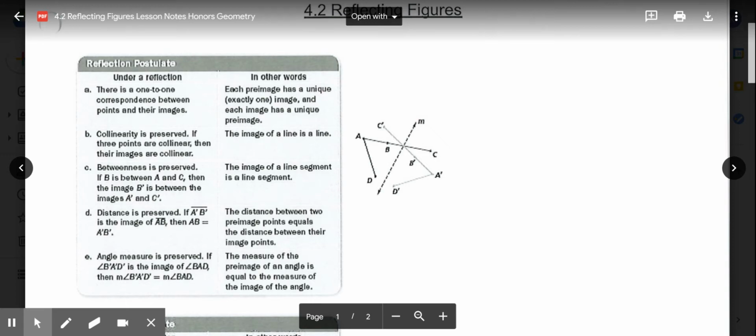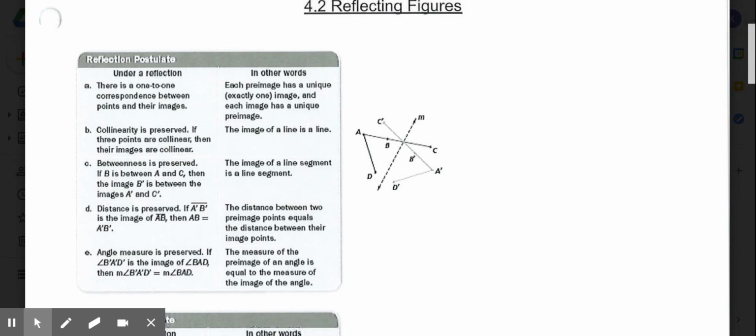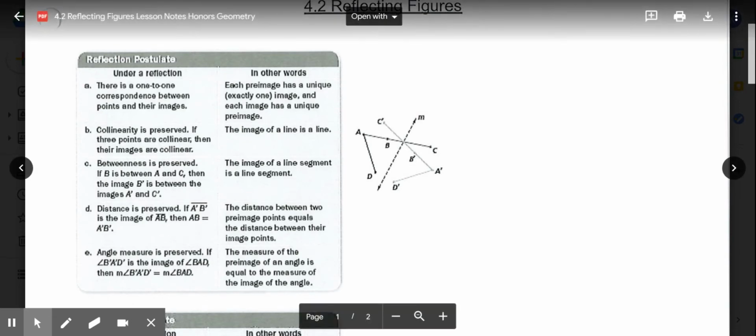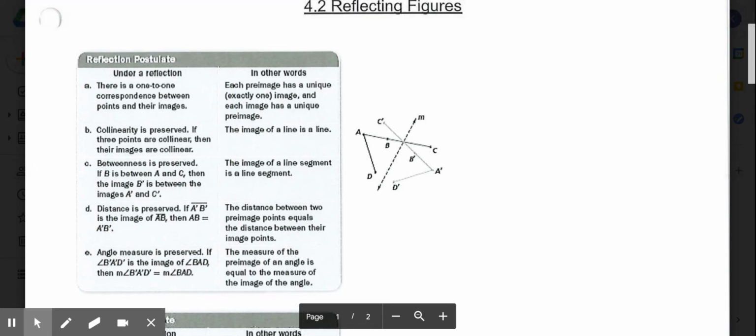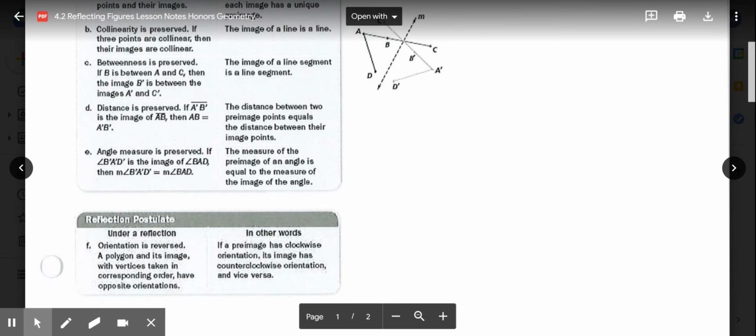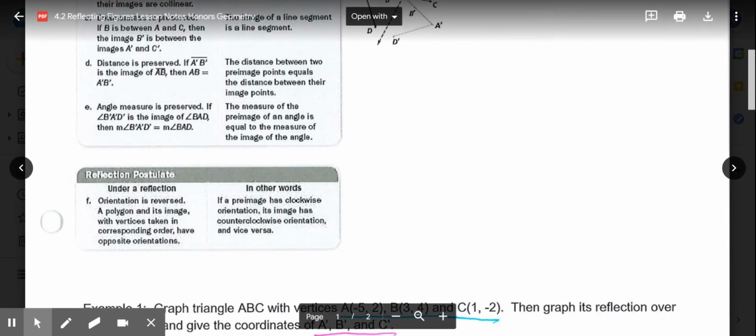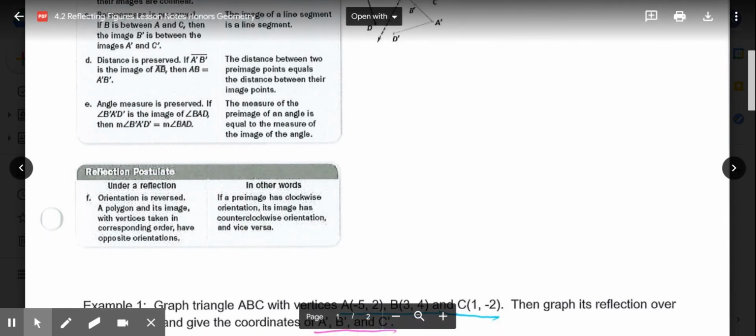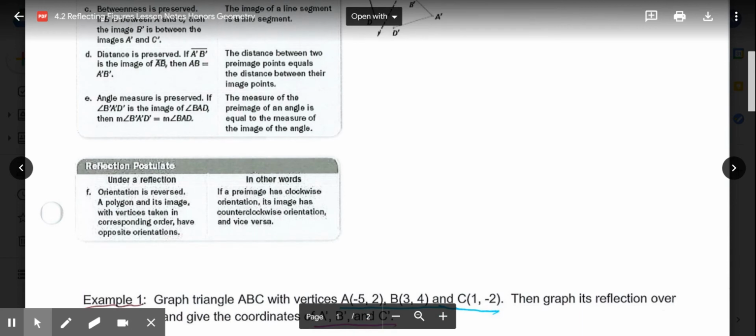And then the last part, E, angle measure is preserved. So if angle B prime, A prime, D prime is the image of angle BAD, then their two measures are equal. So the measure of a pre-image of an angle is equal to the measure of an image of that same angle. And I lied, there's actually a part F too, got broken here. Part F says, orientation is reversed.